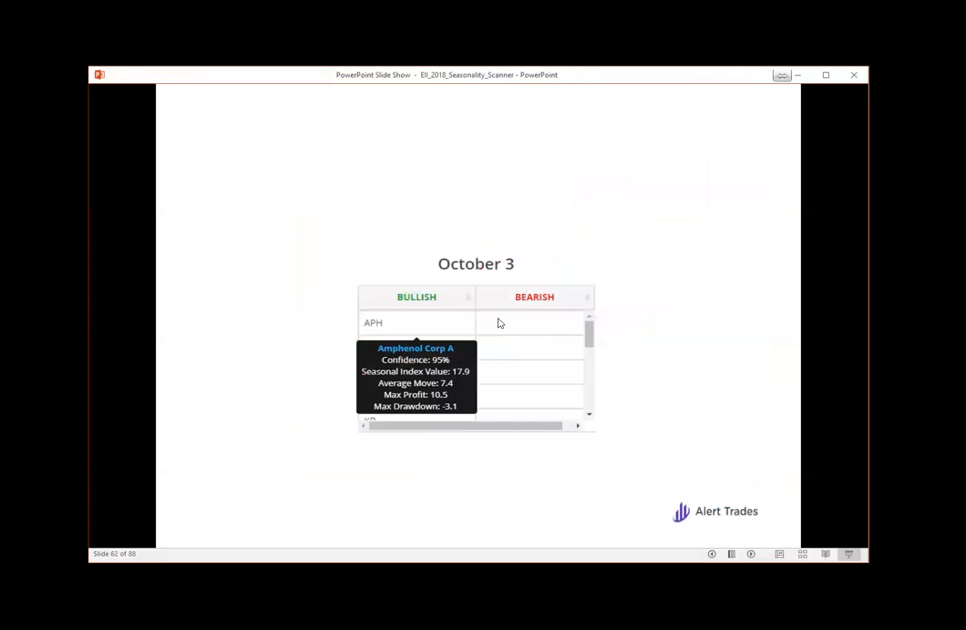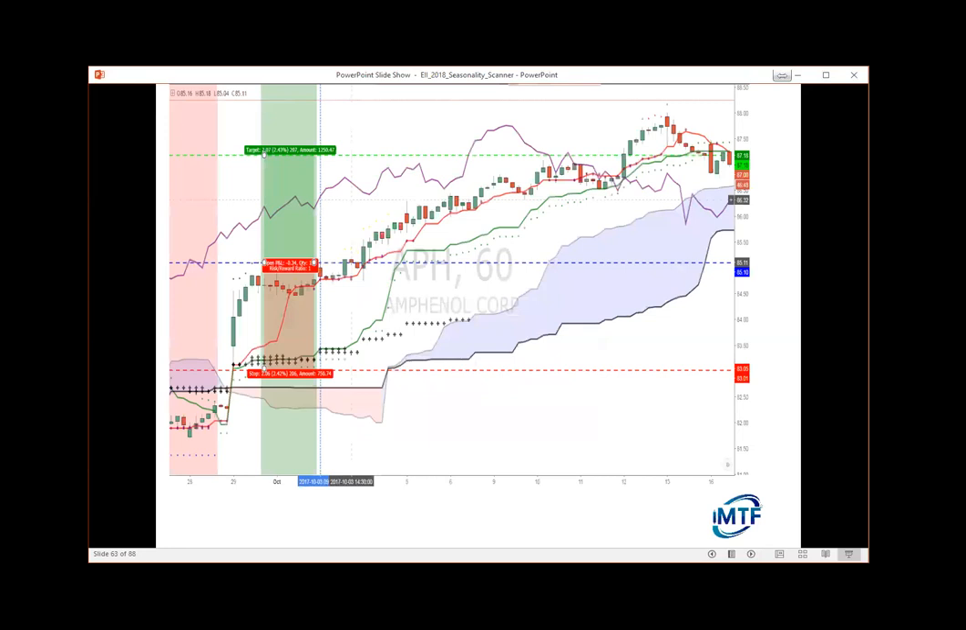This is October 3rd, the next day, confidence of 95%. Average move of 7.4% is what we're looking at. So let's go to the chart. Once again, you can see exactly on October 3rd, as Seasonality told us, we entered a bullish breakout here. And again, we took it till we got stopped out at our stop loss, which is the green dots that we use. And we got a 1-1 on this. So you know what? We're not too unhappy about that. We still got a 1-1, and Seasonality served as a catalyst there.